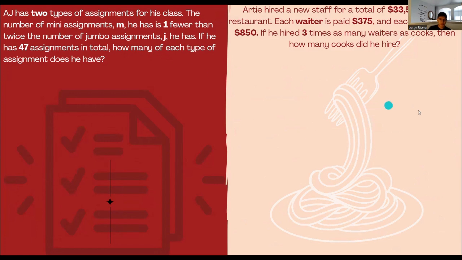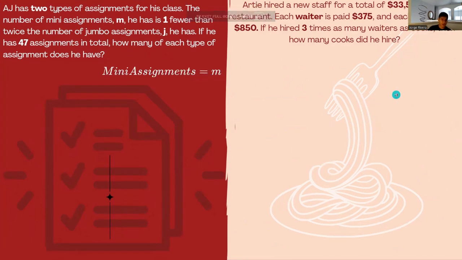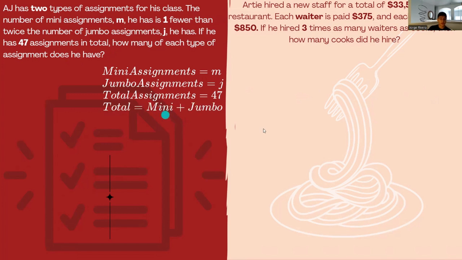So what we want to do here is establish the amount of mini assignments, which is going to be equal to M, and the amount of jumbo assignments, which is going to be equal to J. And so we know the total amount of assignments is going to be 47, right? Because it says here he has 47 assignments in total. And the total is going to be equal to mini plus jumbo.